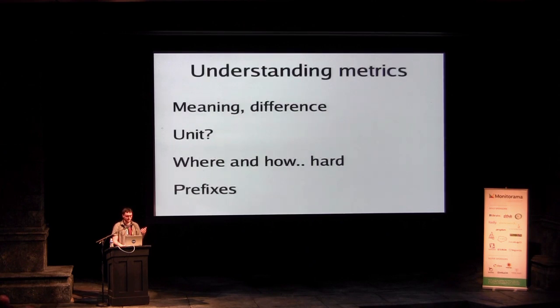And then once I actually find some metrics that seem like good candidates, it's hard to understand what they actually really mean and what the difference is between those metrics, what unit they're in, and where and how they're being generated, which is especially hard because often the name is dynamically generated at runtime. And they often use prefixes that are unclear what they mean or what they're for.